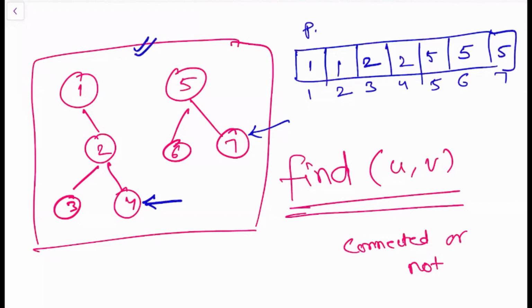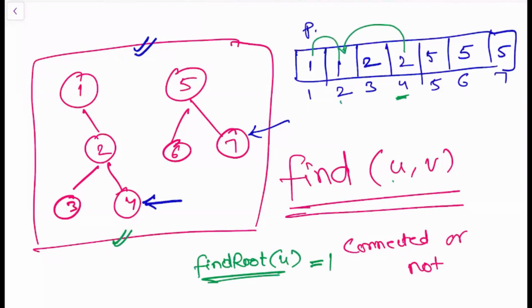And we also talked about having a find root function. If I ask you, find root of 4, what will be the root of 4? In this graph, what is the root of 4? It is 1. And how do you get it from the parent array? You go to 4, find its parent. You go to 2, find its parent. Now parent and value are the same. So ultimately, from the array itself, you can find the root of any node. So we are doing all these operations on the array. So root of 4 is 1.